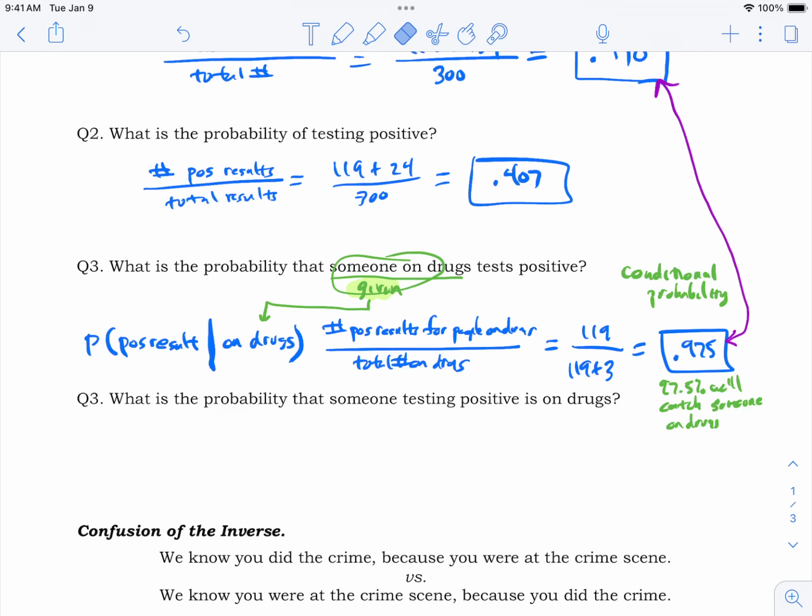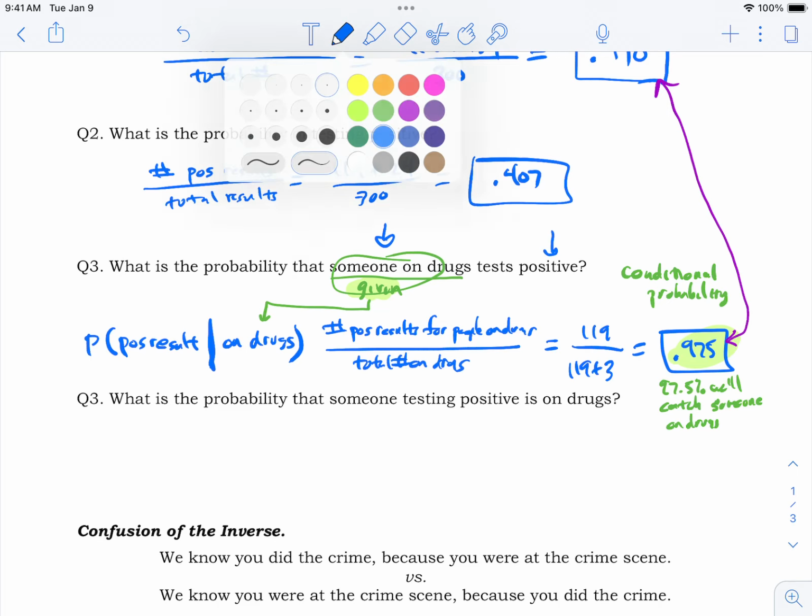This says we're given that someone's on drugs. So what's the chance that the test is positive if they're on drugs? This is different. They tested positive. That's what we know. So what's the chance they're on drugs? That's what we'd like to know. Is it 97.5%? And the answer is no, it's not 97.5%. And as we see in a minute, this problem has a name, and it's called confusion of the inverse, and you've got to watch out for it. It's not the same, and I'll show you that it's not the same.